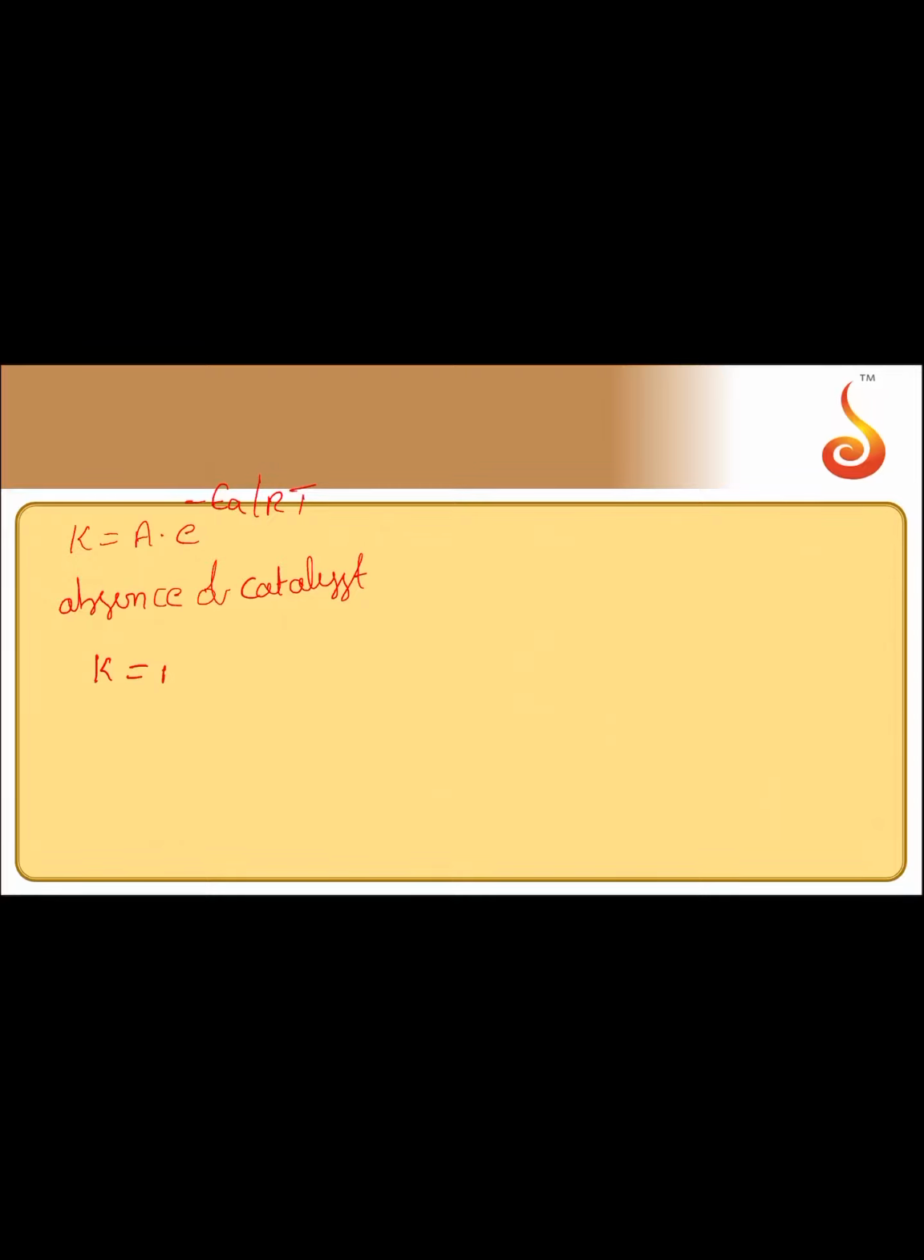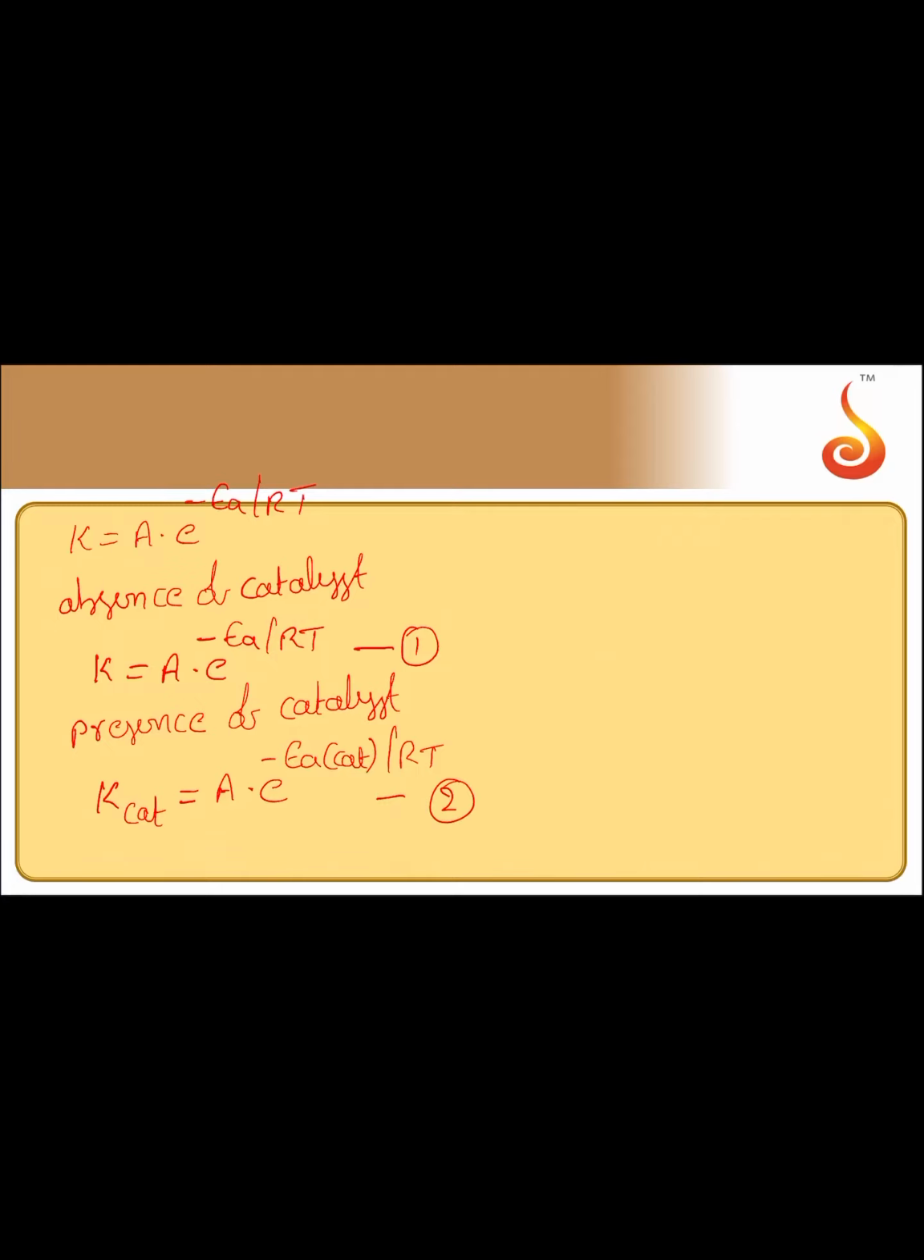k is equal to A into e power minus Ea by RT. Ea is the activation energy of the reaction in the absence of the catalyst. And if the reaction is taking place in the presence of a catalyst, then the rate constant, I will consider that as k catalyst, rate constant in presence of the catalyst, is equal to A into e power minus Ea catalyst, activation energy in presence of the catalyst. Consider this as equation 1, this as equation 2, then equation 2 by 1.